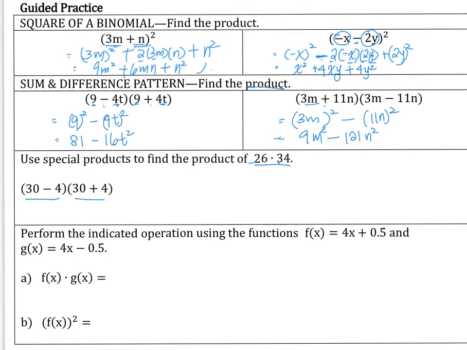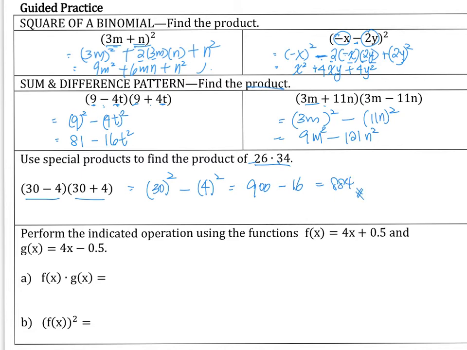In this case, we can use the sum and difference pattern. So 30, we can square that, subtract 4, and we can square that. And this makes 900 minus 16, which makes 884.